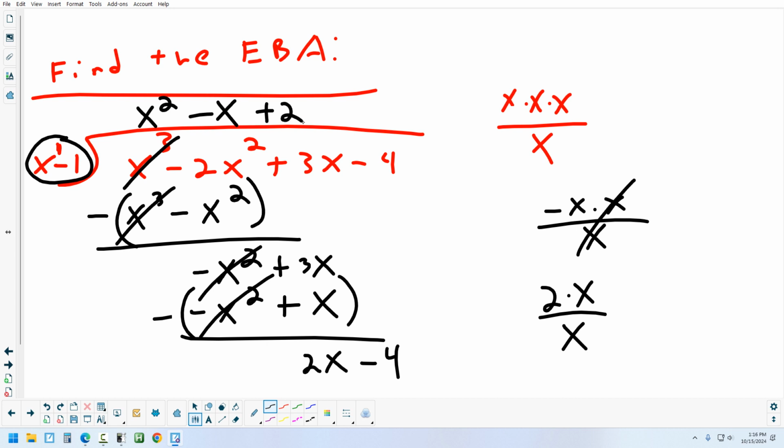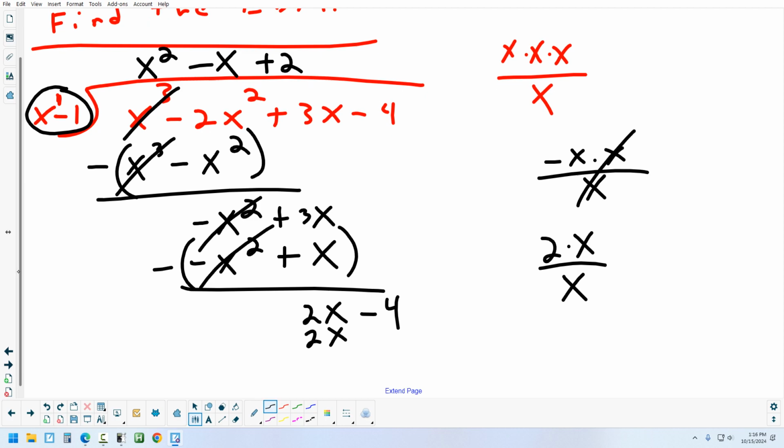Now, if you're finding the EBA, you're done. If you want to keep finding the remainder, which maybe we should because there are some on the test where you need the remainder, we'd have to keep going. What's 2 times x? And what's 2 times negative 1? Negative 2. And what do we do with the columns? Subtract. 2x minus 2x is gone.